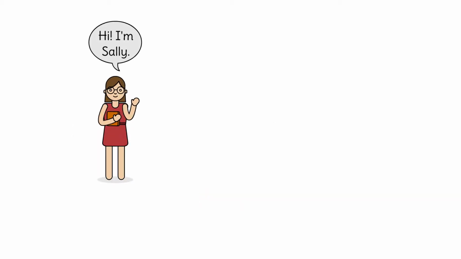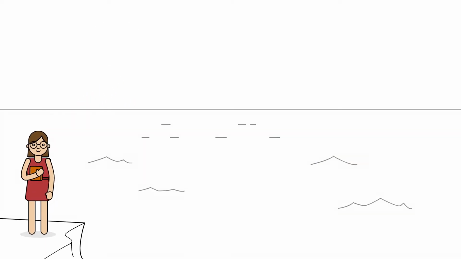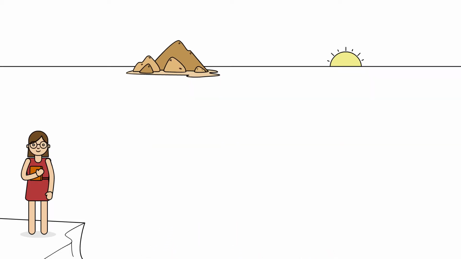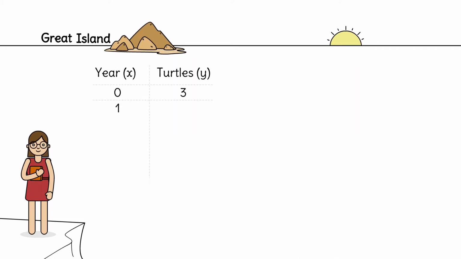Sally the scientist is tracking turtles that are colonizing the islands of the Florida Keys. Right now, she is studying one of the larger islands called Great Island. This year, let's call it Turtle Year 0, 3 turtles managed to swim to the island. She returns in 1 year to see if the population has grown and discovers 6 turtles.